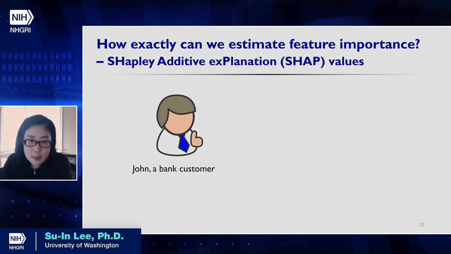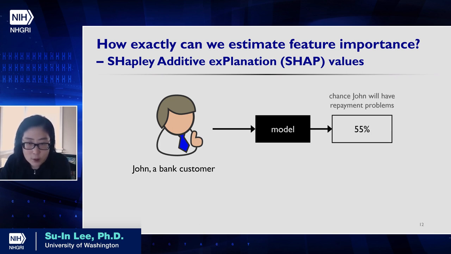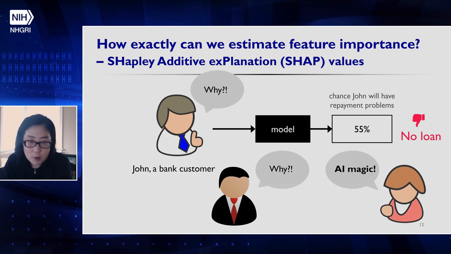So let's say this is John, and he is a typical bank customer, like many customers today. When he applies for a loan, his information is sent through a predictive model. And this model is designed to calculate the risk that John will have a repayment problem, which unfortunately for John is 55%, and the bank declines his loan application. And then again, the natural question is why?